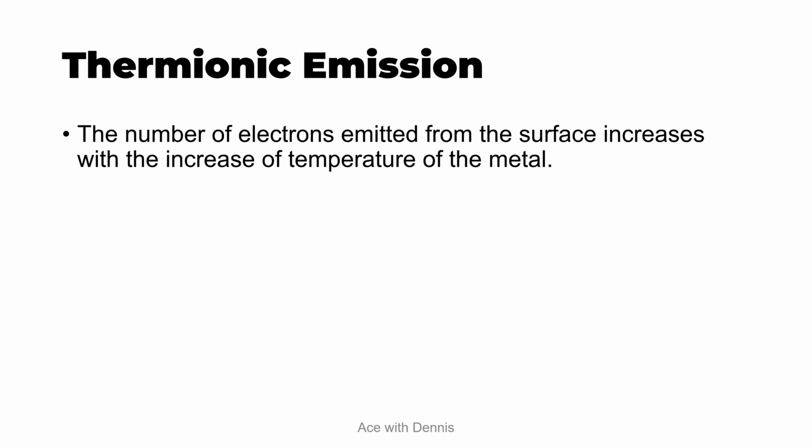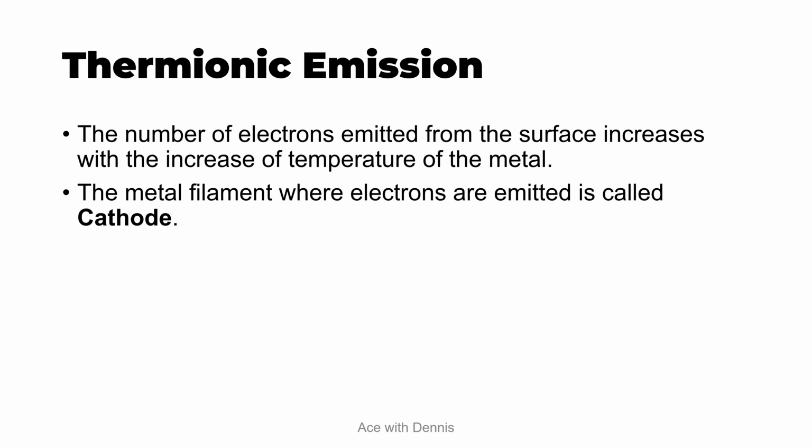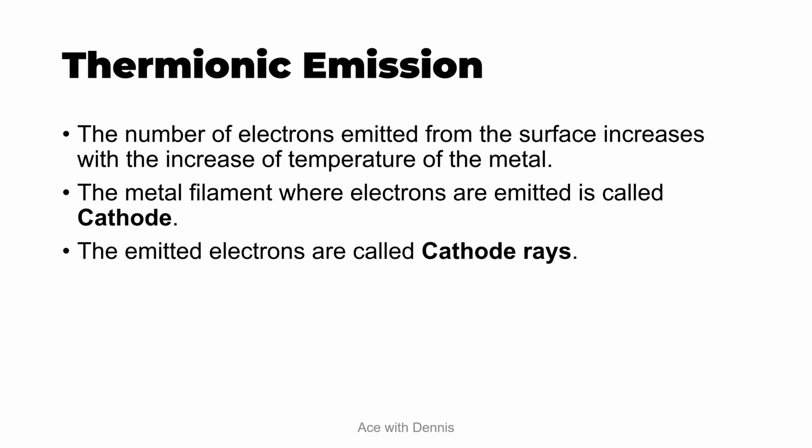The number of electrons emitted from the surface increases with the increase of temperature of the metal. The metal filament where electrons are emitted is called the cathode. So the cathode will be the negative terminal. The emitted electrons are called cathode rays. In the next section, we are going to study the structure of the thermionic diode, so later you'll see the whole picture clearer.